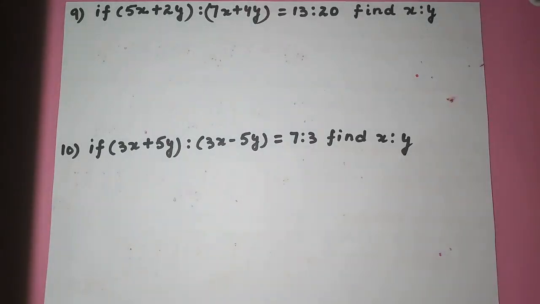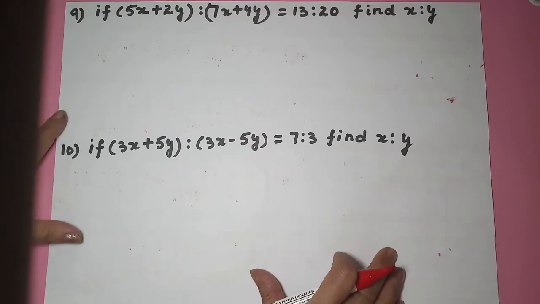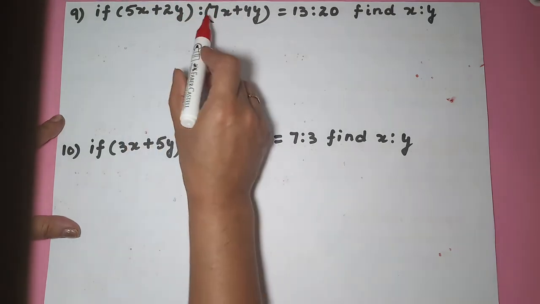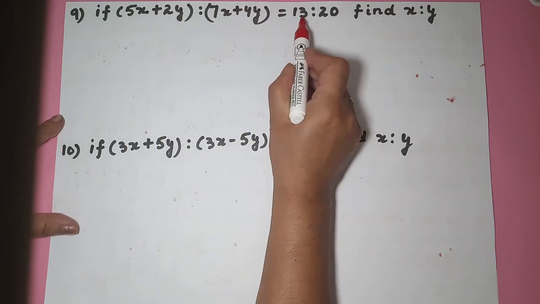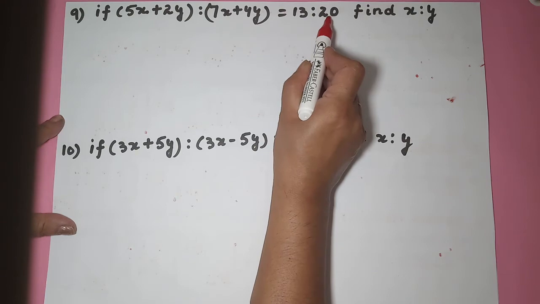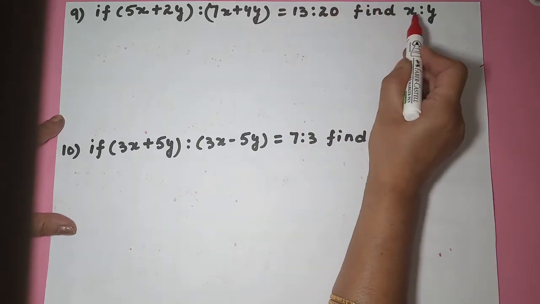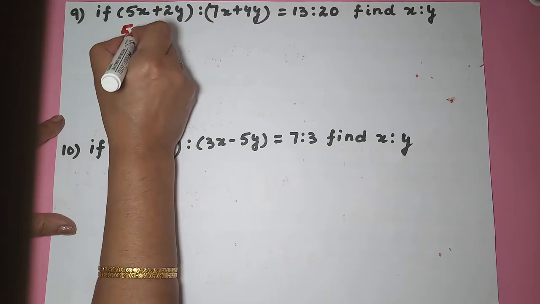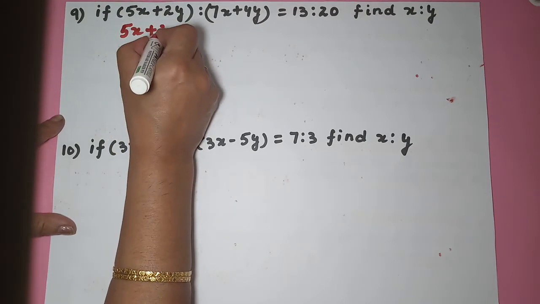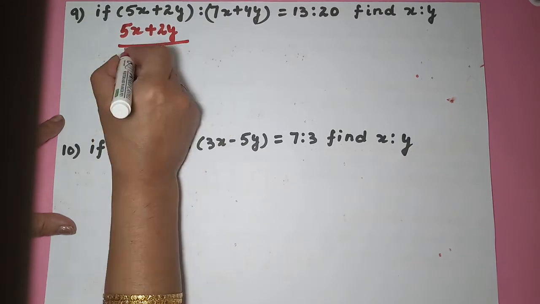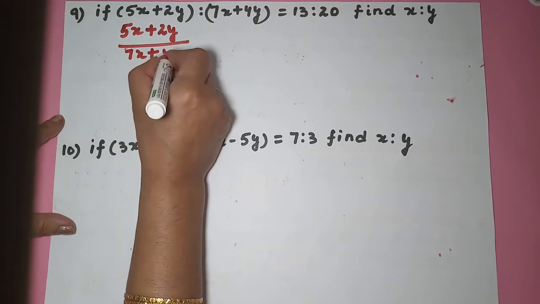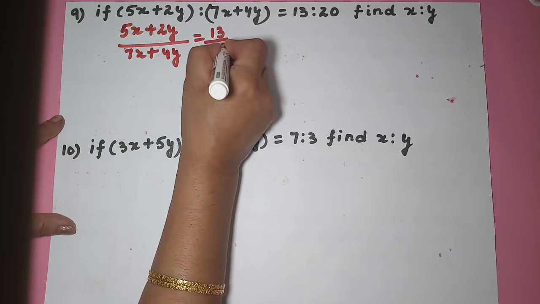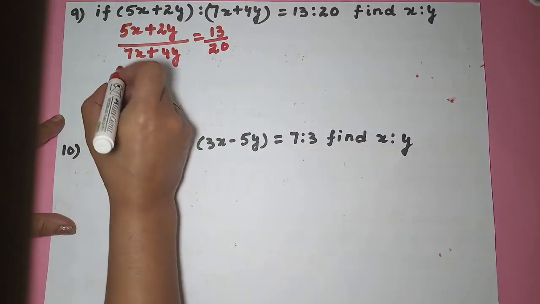Okay. Now the reverse. Now you are already given that (5x + 2y) upon (7x + 4y) is 13 is to 20, and you are going to find the value x is to y. So what will you do? In this case, you will write (5x + 2y) upon (7x + 4y) equal to 13 upon 20. So we will cross multiply this and see what we are getting.